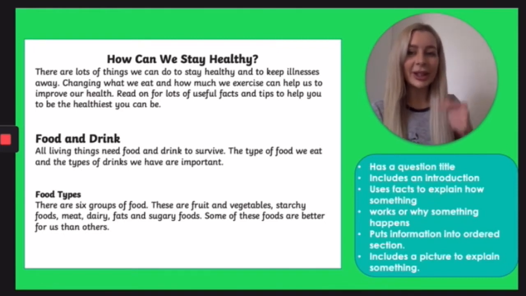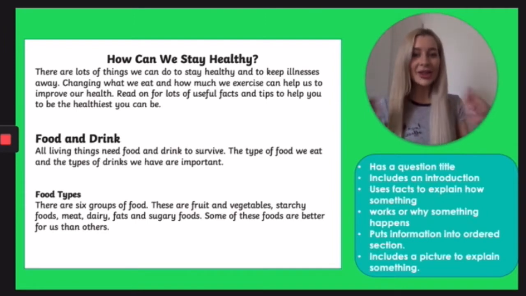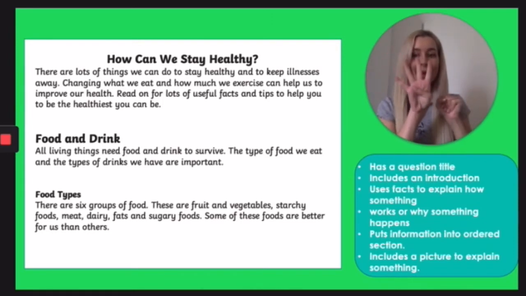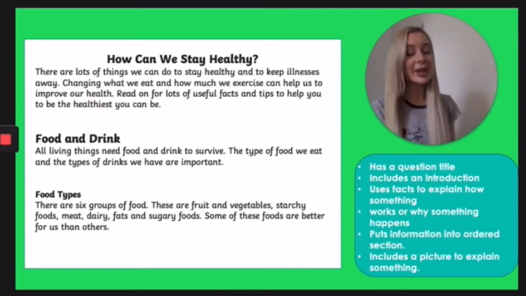We've got another little section and it says food and drink, and underneath that it says, all living things need food and drink to survive. The type of foods we eat and the types of drinks we have are very important. There are 6 groups of food. These are fruit and vegetables, starchy foods, meat, dairy, fats, and sugary foods. Some of these foods are better for us than others.